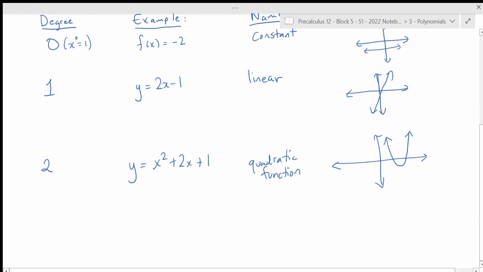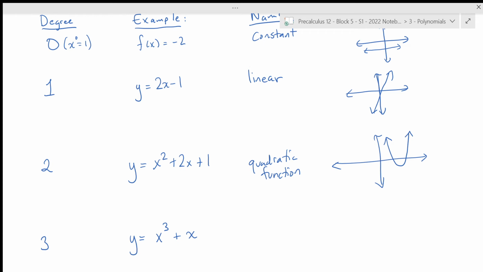So let's move on to degree 3 polynomial functions. A degree 3 polynomial function might be like y equals x cubed plus x. We don't necessarily have to have every term. We don't necessarily have to have an x squared piece. We don't necessarily have to have a constant term. That's not always going to occur in our functions. The key thing is that we're just going to name it by the highest degree term.